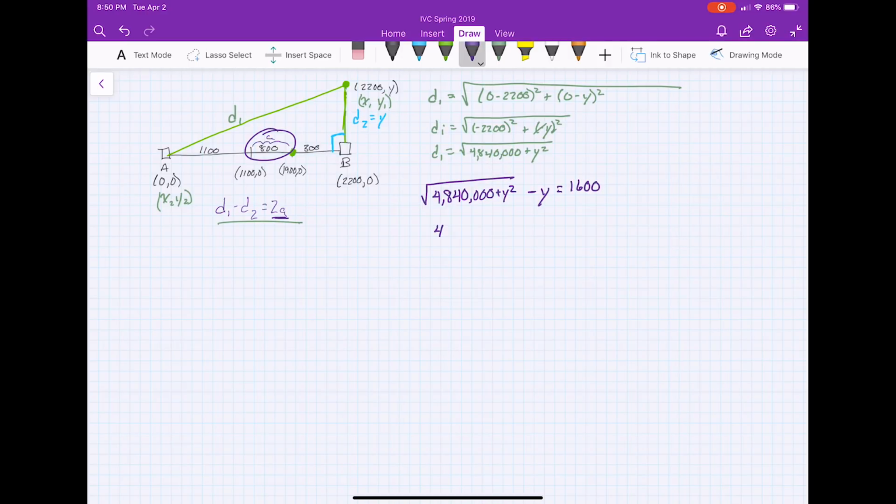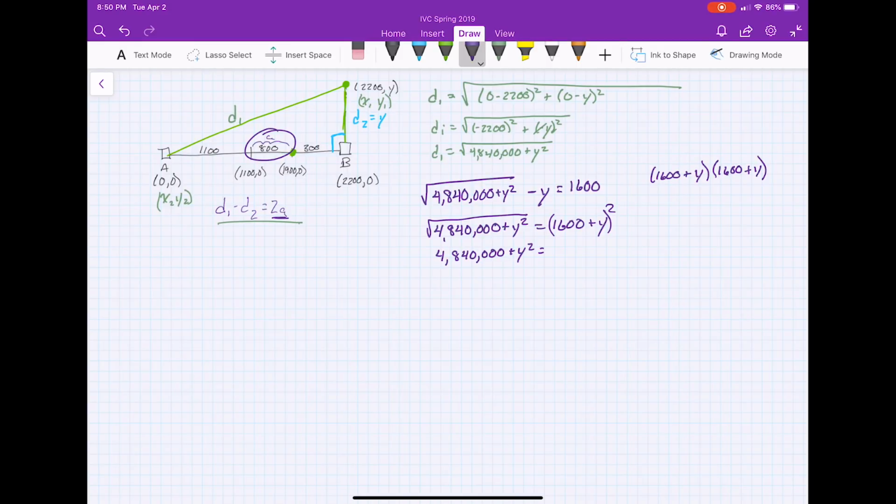All right. So we square both sides to get rid of this radical. Or actually, first let's move this y over. We'll move the negative y over so we'll have it equal 1600 plus y. Now let's square both sides so we can get rid of this radical. 4,840,000 plus y squared equals, and this is effectively the quantity 1600 plus y squared. So we have to FOIL this out.